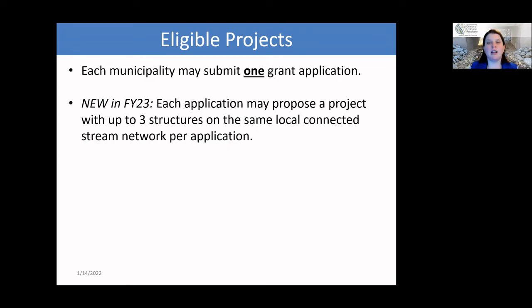As noted in previous slides, the primary goal is to restore fish and wildlife passage and reconnect stream habitat. For this upcoming funding opportunity, applicants are allowed to propose up to 3 culverts or bridge replacements within the same local connected stream network per application. This is intended to increase the potential ecological benefits of the proposed projects.